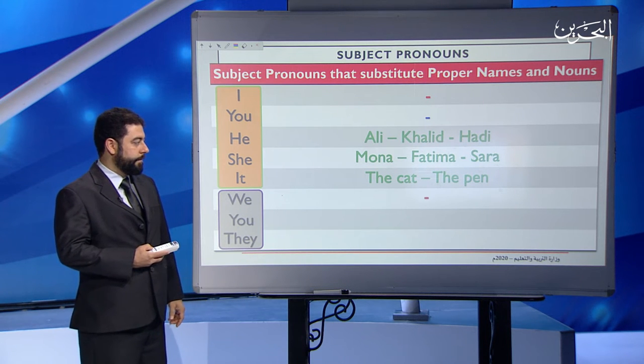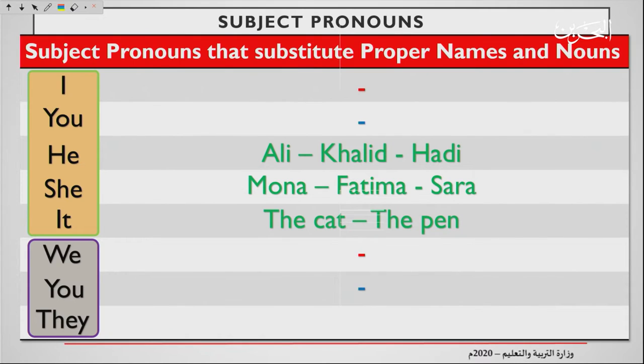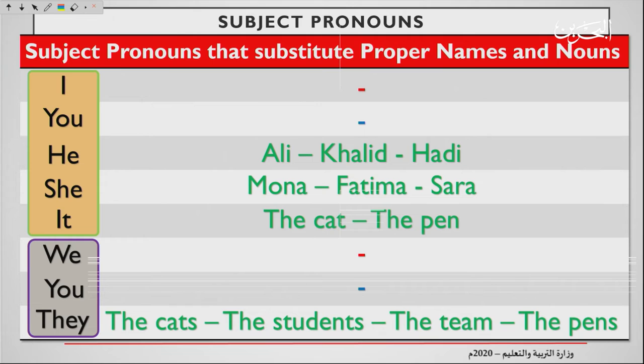What about we? We, you cannot change it. And also you. But they, you can. You can pluralize cat into cats, pen into pens, student into students, and a player into a team. As you see, if you can remember, first person cannot be substituted with a name or a noun. And second person acts the same, but third person can be. So please remember that.